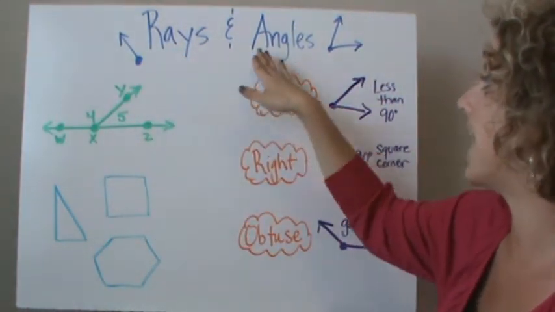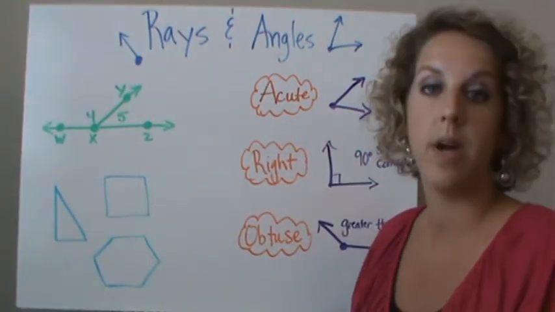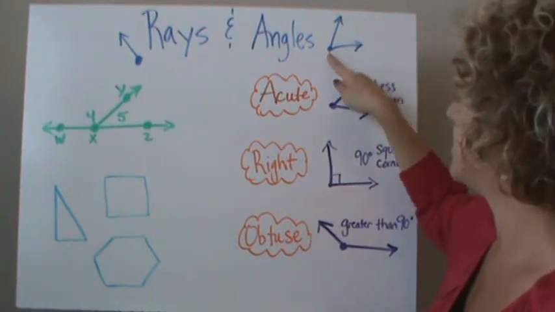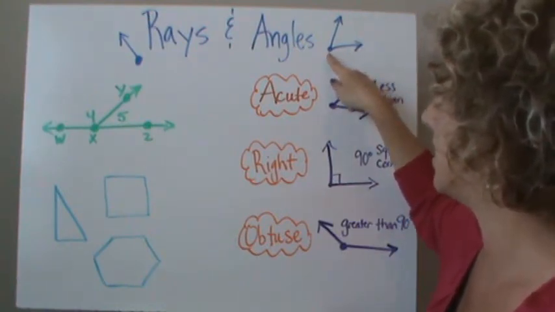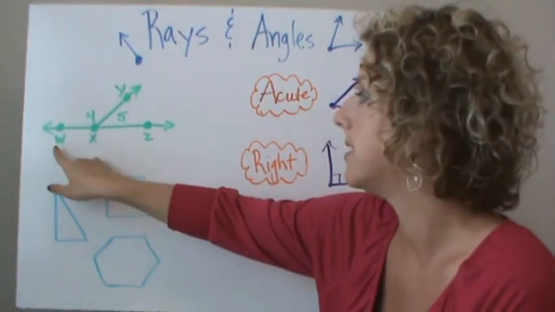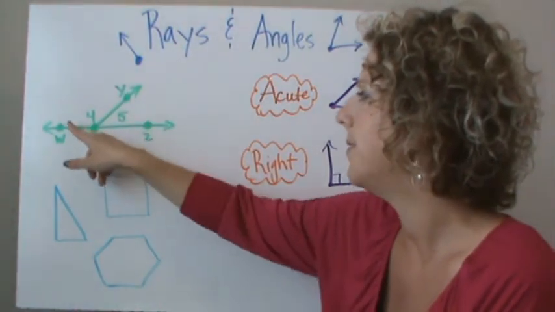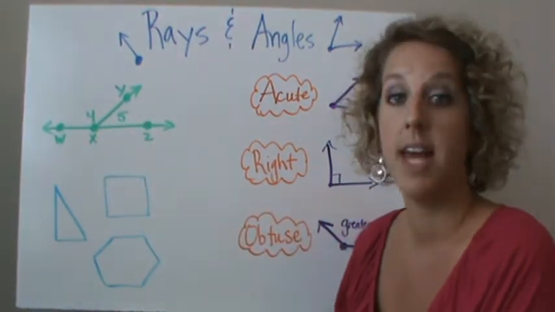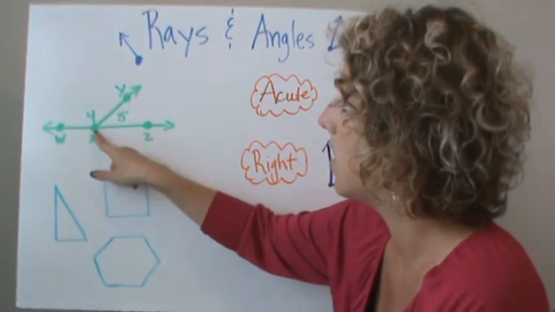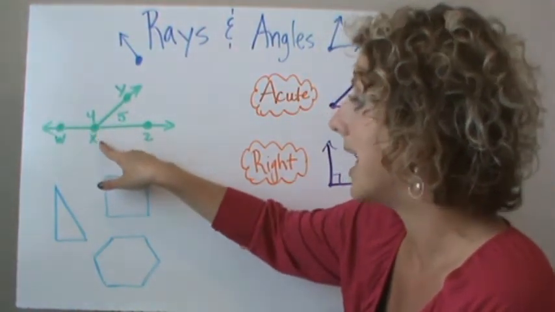Let's look closer at rays and angles. A ray, remember, has one endpoint and the other end goes on forever. An angle is two rays put together with a common endpoint. Let's look at this example. We have the points W, X, Z, Y, and then we have a number 4 and a number 5. We could call this one little section right here where we have a ray going this way, a ray going that way, an angle.